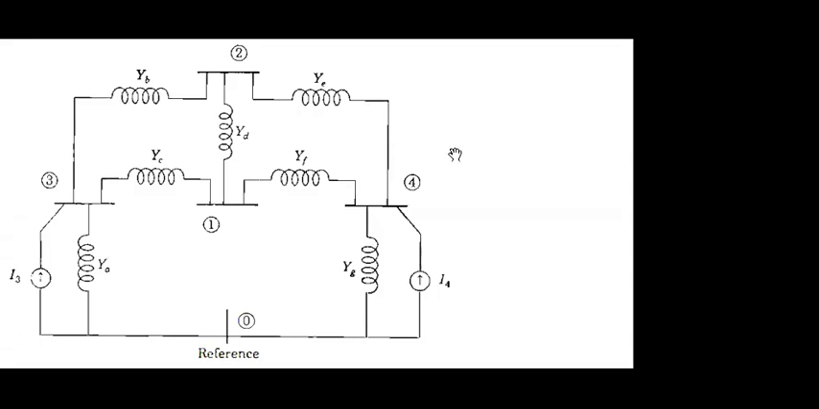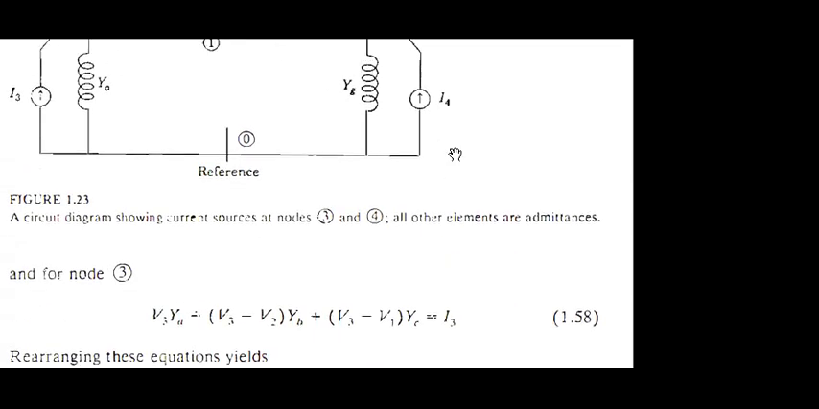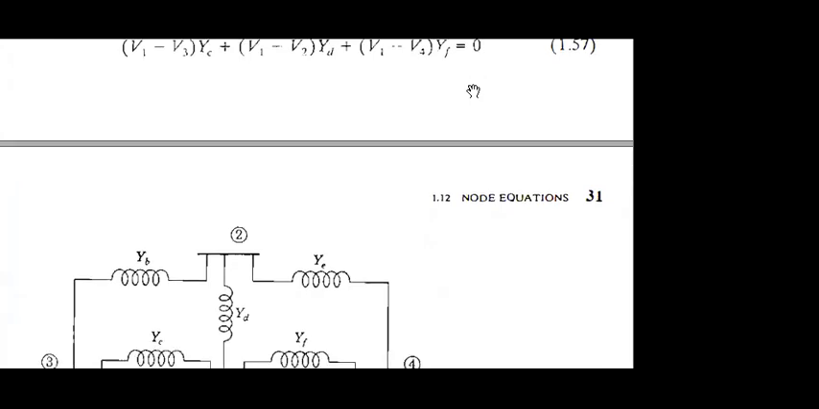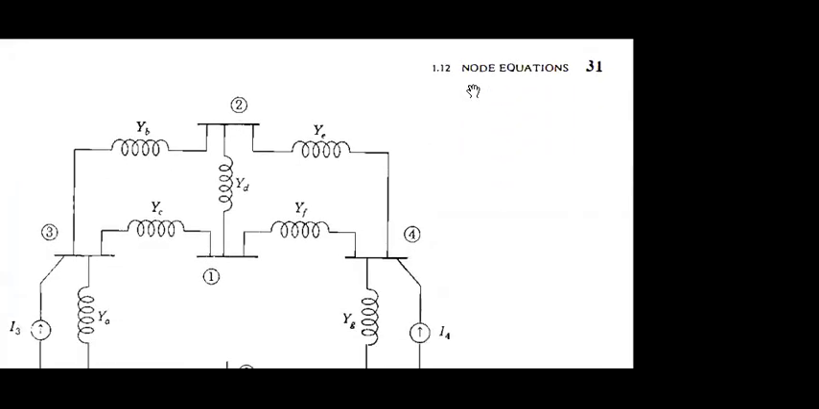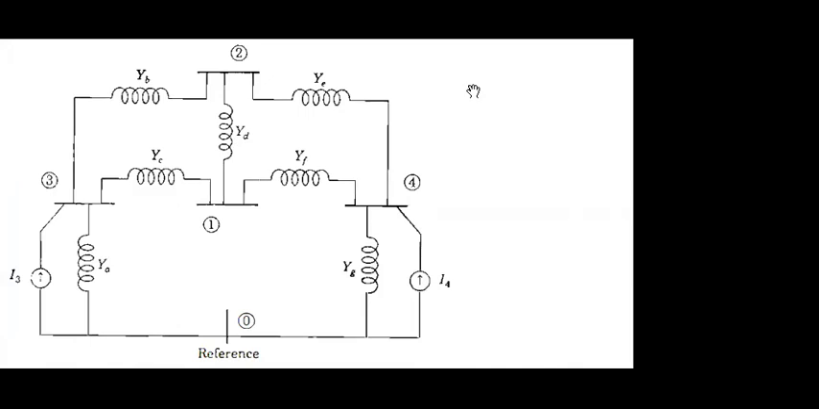So when you have completed the equation, it is a simple equation like this, right? V1 minus V3 times YC, those you have already determined, V1 minus V2 times YD, V1 minus V4 times YF for node 1, because the 3 branches are attached to node 1.